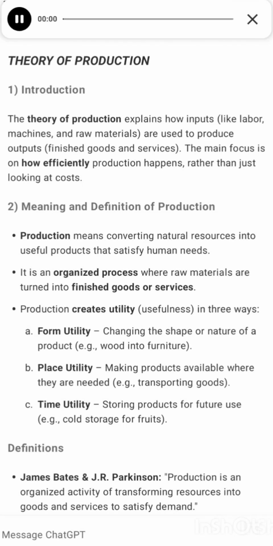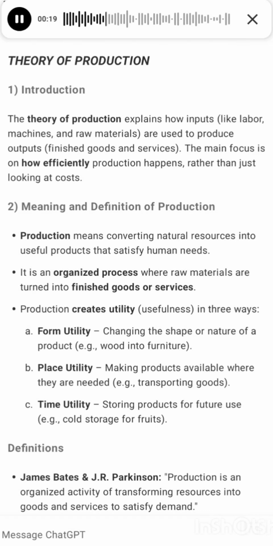1. Introduction. The theory of production explains how inputs, like labor, machines, and raw materials, are used to produce outputs, finished goods and services. The main focus is on how efficiently production happens, rather than just looking at costs.